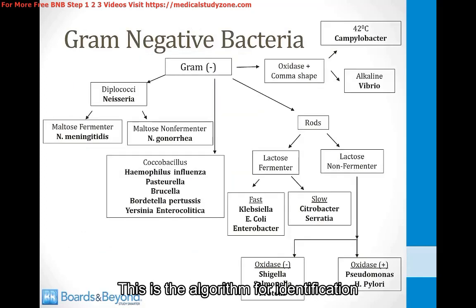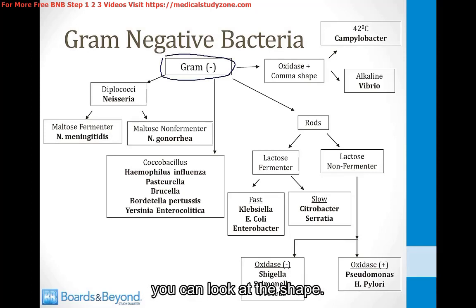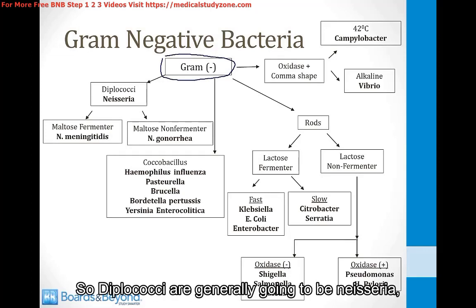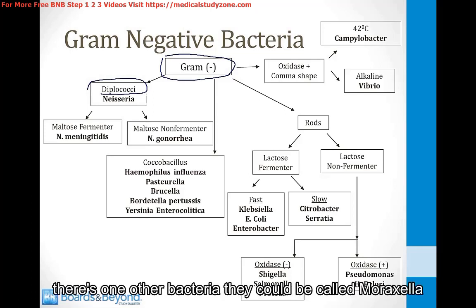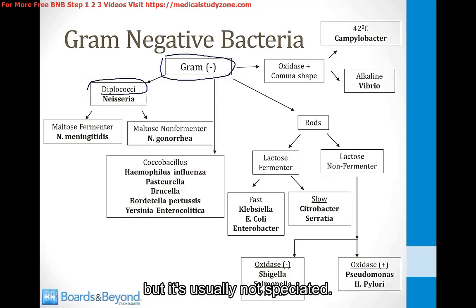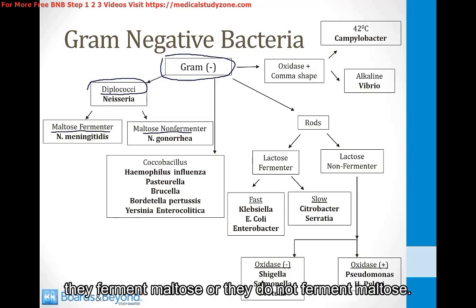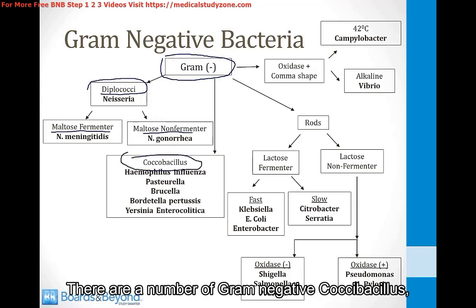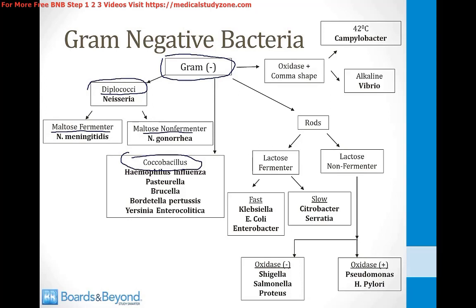This is the algorithm for identification of gram-negative bacteria. So once you find out you're dealing with a gram-negative bacteria, you can look at the shape. So diplococci are generally going to be Neisseria. There's one other bacteria they could be called Moraxella, but it's usually not speciated. Once you know you're dealing with Neisseria, you can differentiate those by whether they ferment maltose or they do not ferment maltose. There are a number of gram-negative Coccobacillus, which I've listed here on this slide.